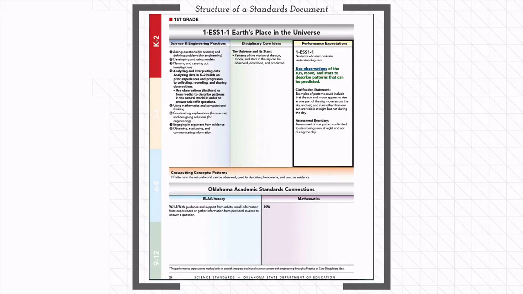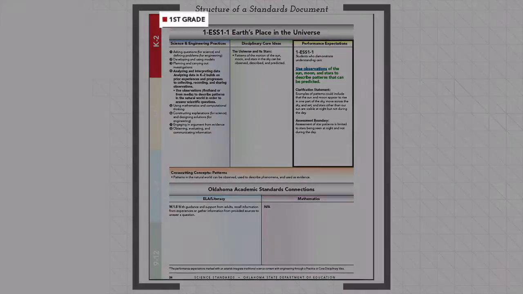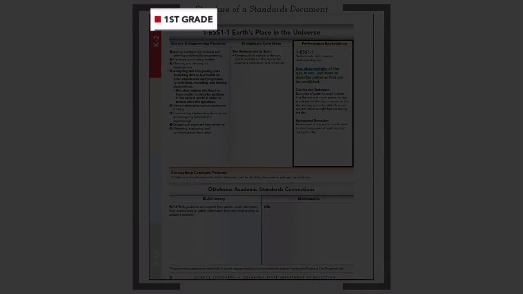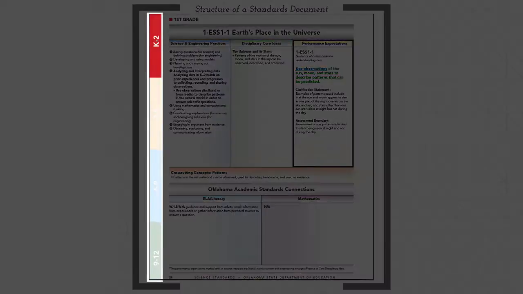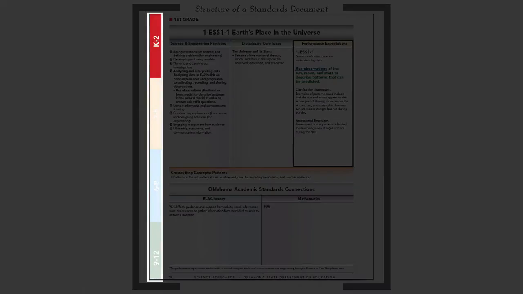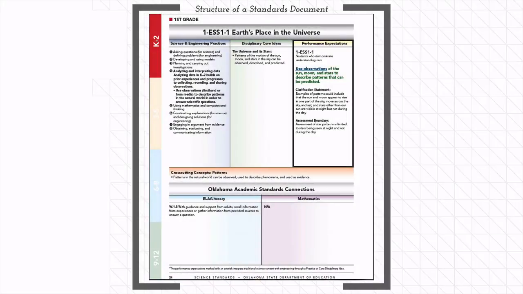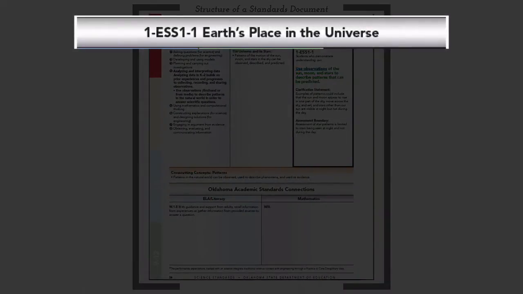As we take a look at the structure of a standard document, you will notice that at the top, it's identified by the grade level. First grade is the one that we're looking at. You will also notice that there are tabs on the side of the document that indicate the grade span that that standard comes from. So here the grade span highlighted is K through 2, since we're looking at the first grade standard. The naming of the standard can be found right below the grade level in the gray row.